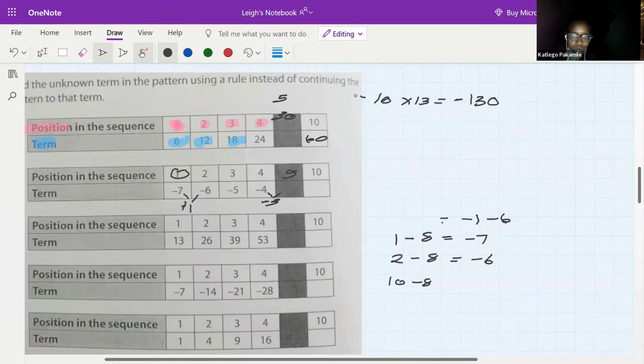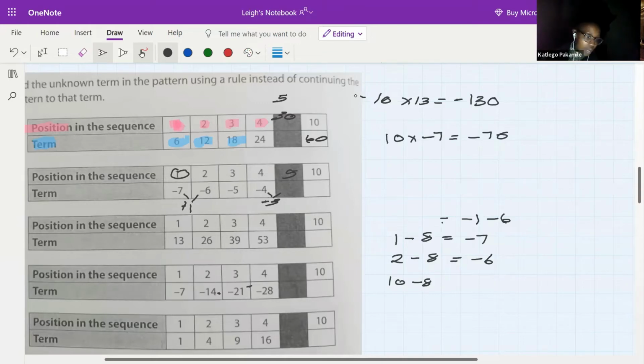And then for number 4, do you agree that to go from 1 to -7, you say 1 times -7, 2 times -7 is -14, 3 times -7 is -21. So Tatum, number 10, how do you work out term number 10? Okay, gonna say 10 times -7, which is -70.